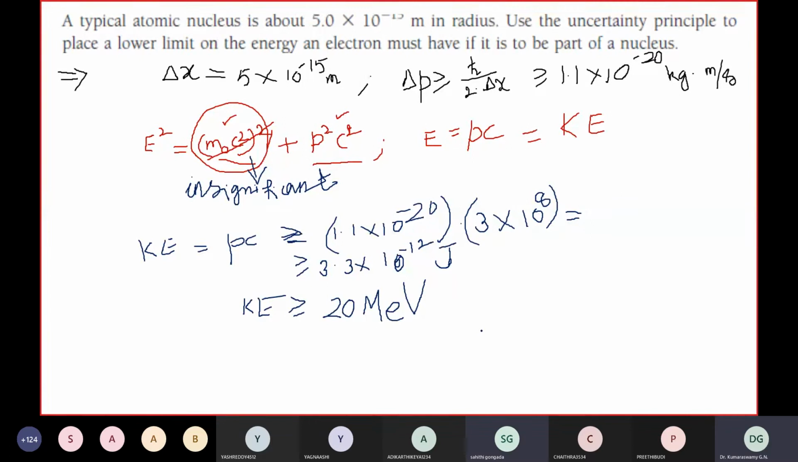In beta decay of the nucleus, we get electrons of about 3 to 4 MeV. But if an electron exists inside the nucleus, it must have an energy of 20 MeV. What we are getting out of the nucleus is only 3 to 4 MeV. What does that mean? Electrons do not exist inside the nucleus as free particles.